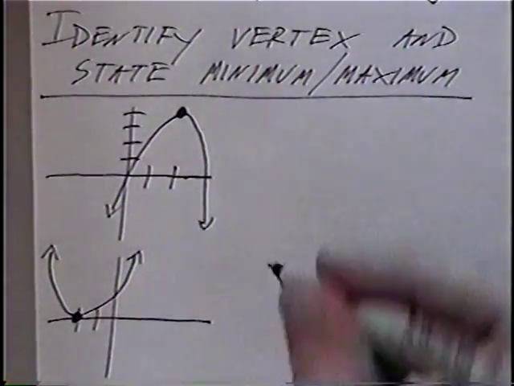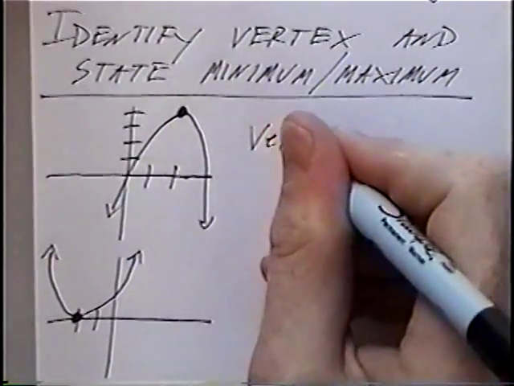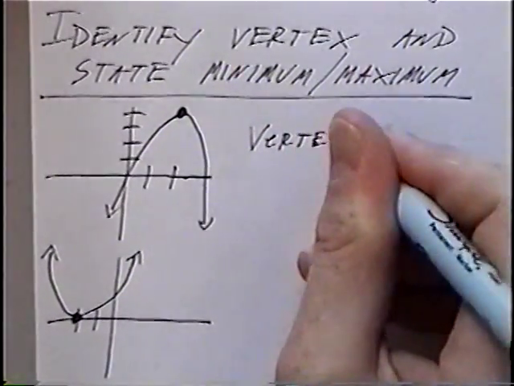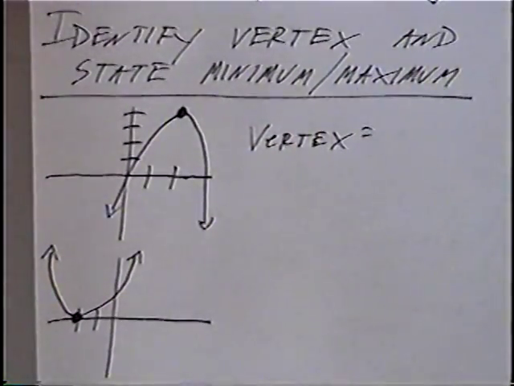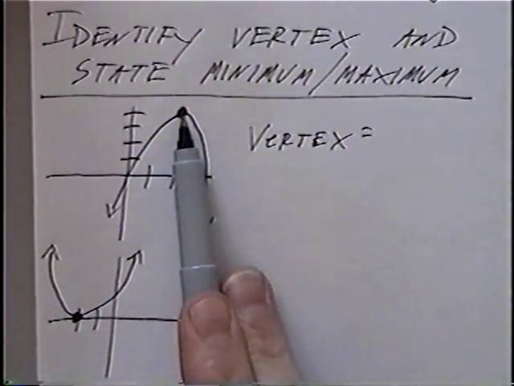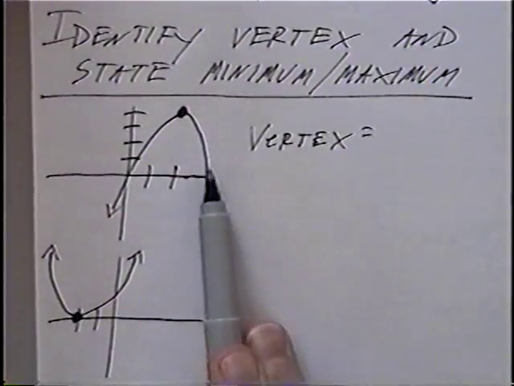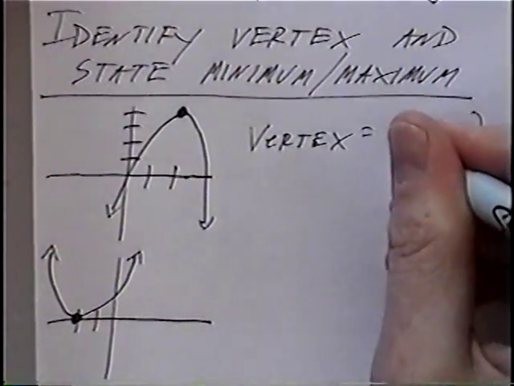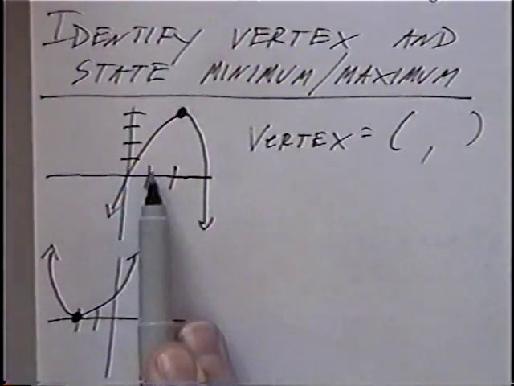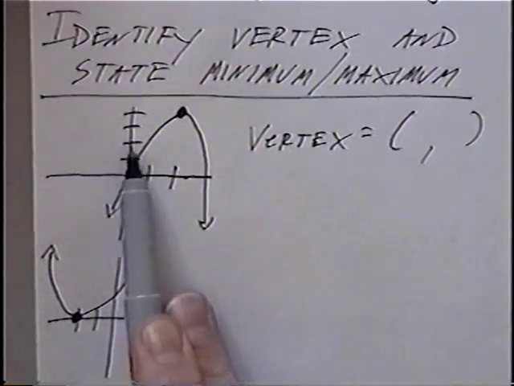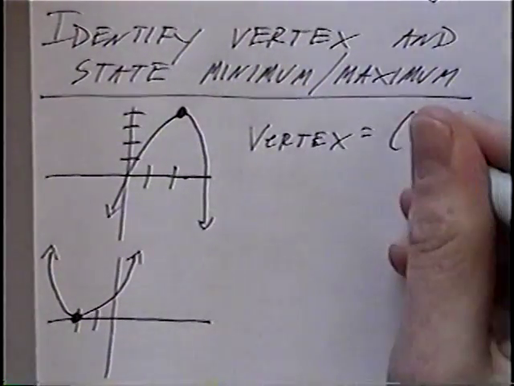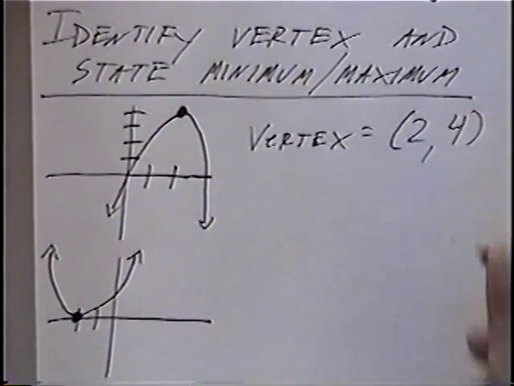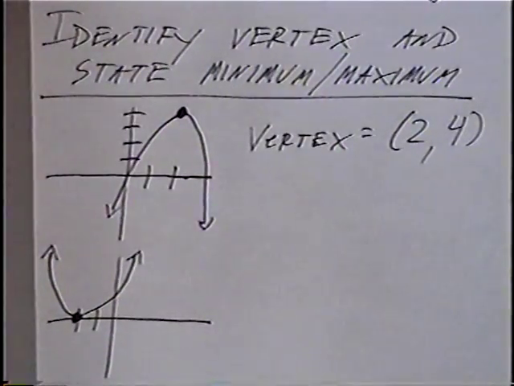If we look at the first graph, we can find the vertex. Again, the vertex is the point on top of this graph where the parabola turns upside down. And we'll list the point as an x, y comma point. This point is 2 spots to the right and 4 spots up. So the point of the vertex would be 2, 4.